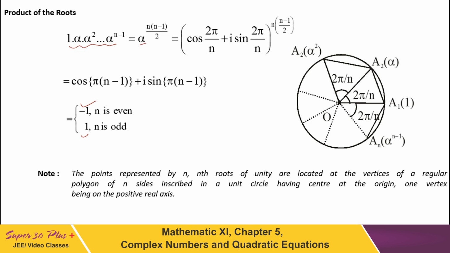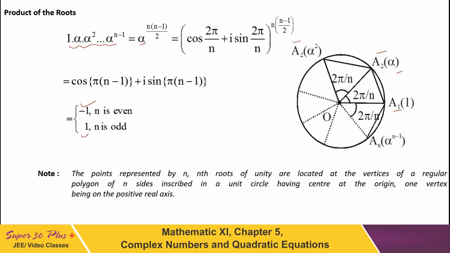Students, one important thing is here. All nth roots of unity divide the unit radius circle into n different parts, and these roots can be represented on the circumference of the circle like a1, a2, a3 and so on. Means roots 1, alpha, alpha square and up to alpha to power n minus 1.